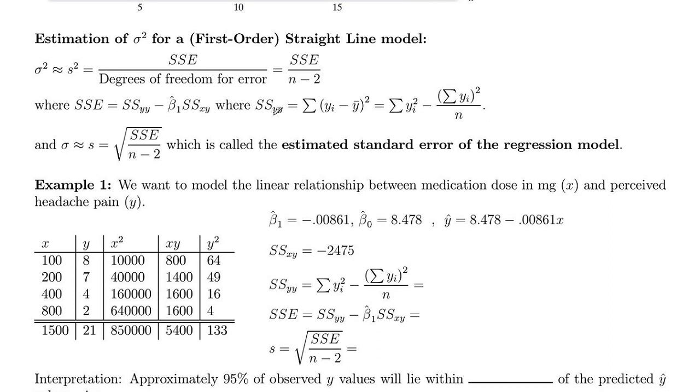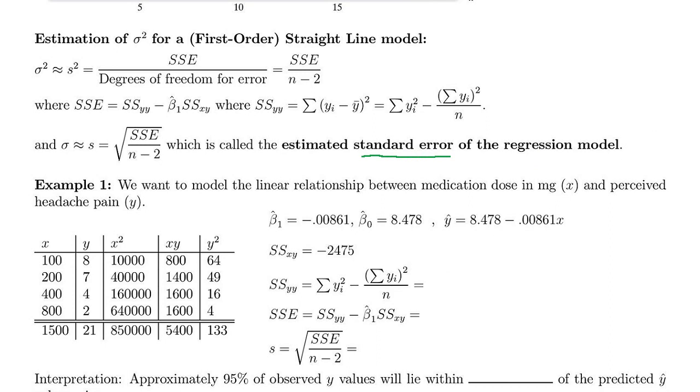Sum of squares of yy is the sum of the squared deviations of the y-coordinates from y bar, which is the sum of the y squares minus the sum of the y's squared over the sample size. If you take square roots of both sides, your sigma is approximately equal to s, the square root of SSE over n minus 2. That's called the estimated standard error of our regression model.